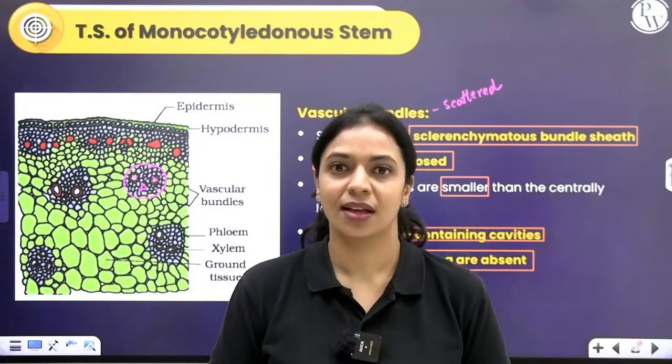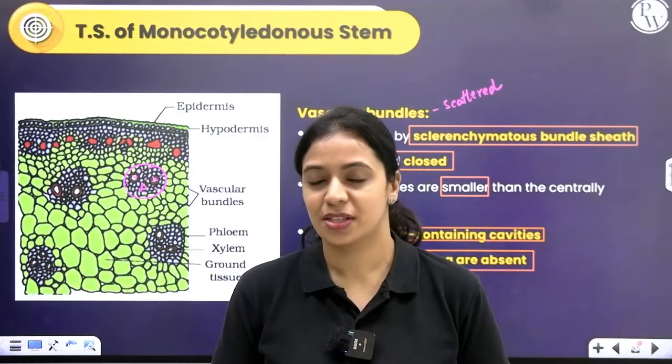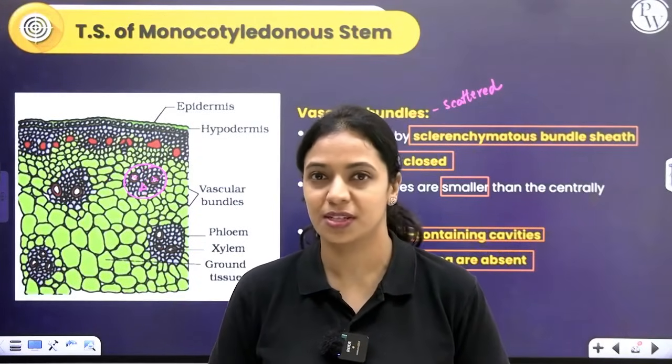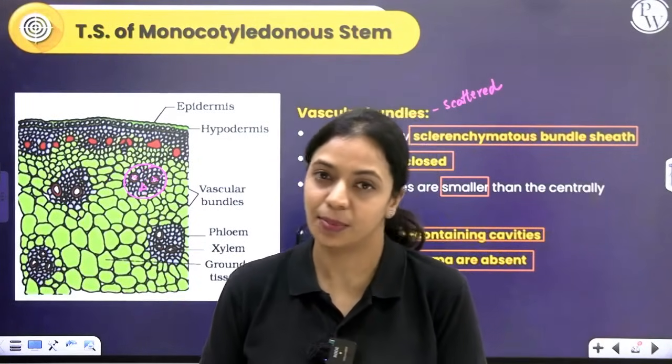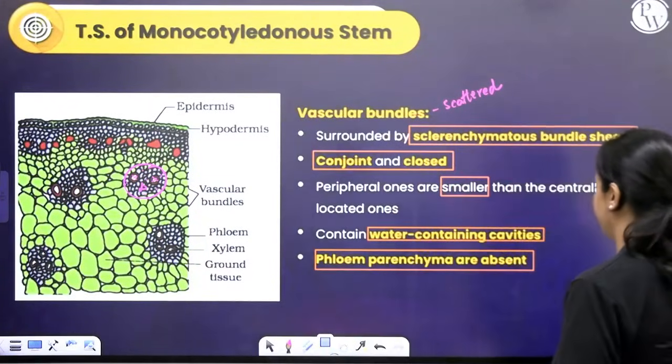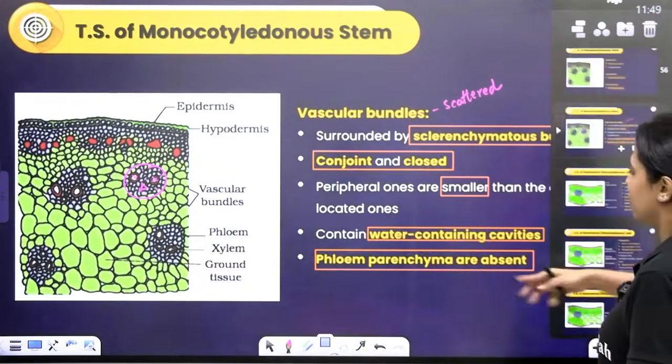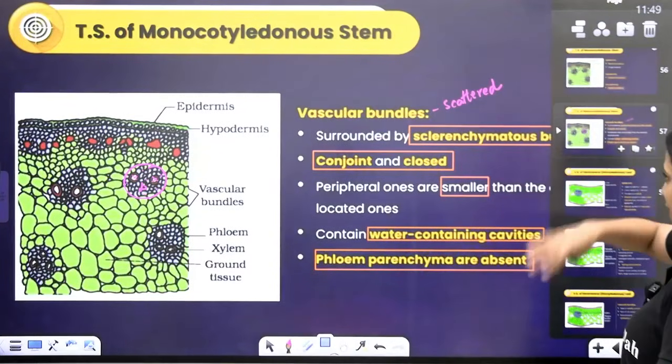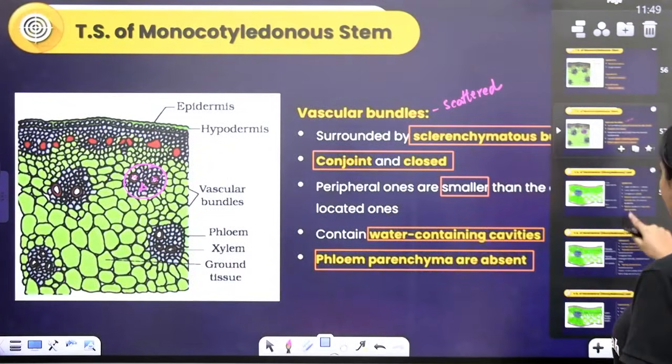In dicot stem, you can see that the hypodermis is made up of collenchyma. Here, the hypodermis is made up of sclerenchyma. These are some differences. If you can think of more, you can drop it in the comments. You can also write phloem parenchyma is present there and phloem parenchyma is absent here.